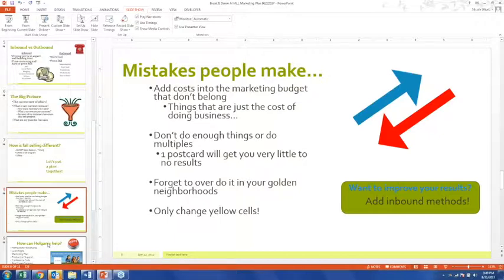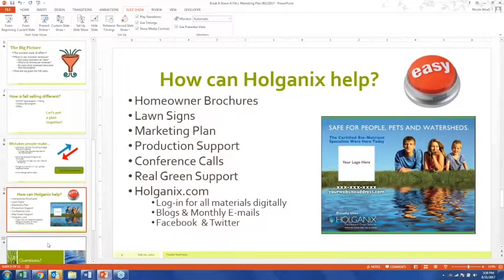I changed them a little in today's because I've been using that all season, but the one that you get should be clean, and if you change just the yellow cells, it should all work. And if you need to add some things in, reach out to Kate or myself, and we'll be happy to help you get it cleaned up or get you moving in the right direction. But if you change just the yellow cells, you should be in good shape.